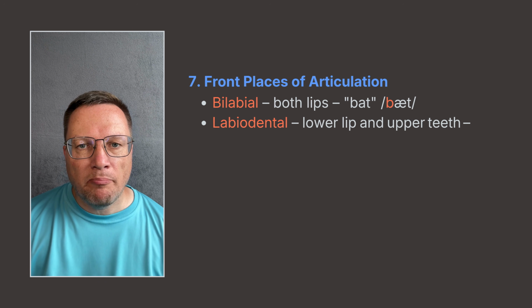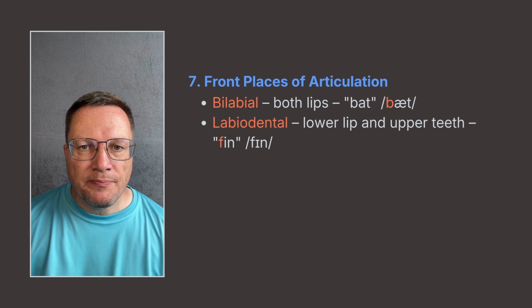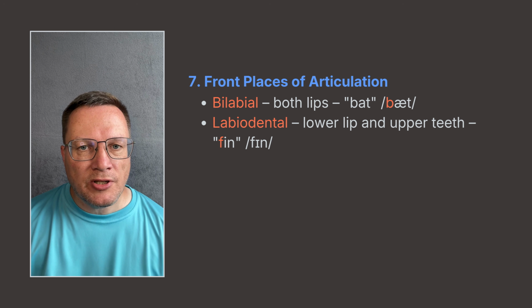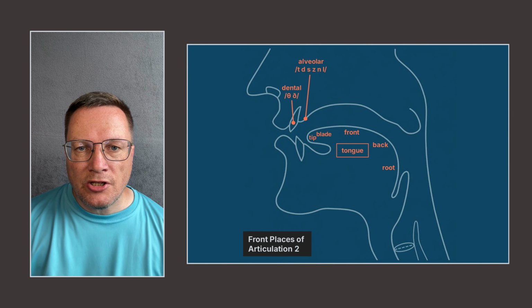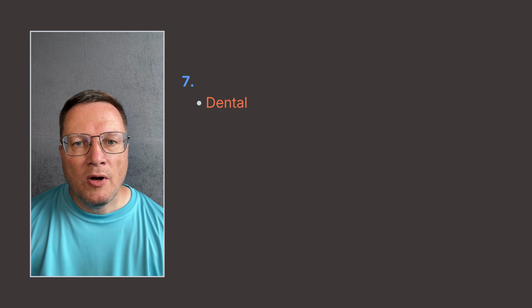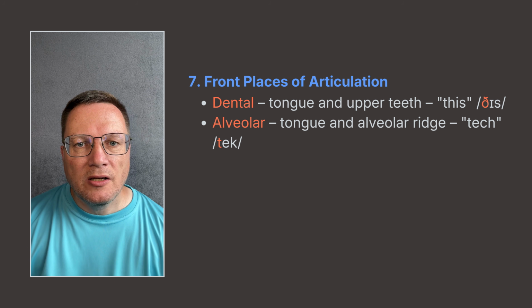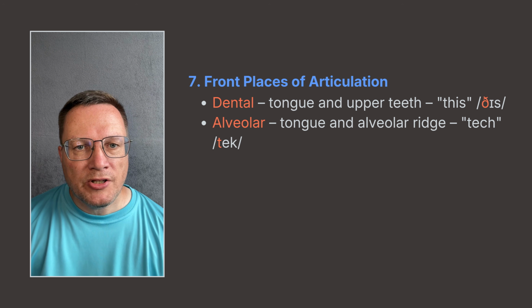The initial sound of bat is bilabial because both lips come together. The word fin opens with a labiodental consonant produced when the lower lip touches the upper teeth. The dental place of articulation is illustrated by the first sound of this, where the tongue touches the upper teeth. Finally, tech starts with an alveolar consonant articulated with the tongue touching the alveolar ridge.